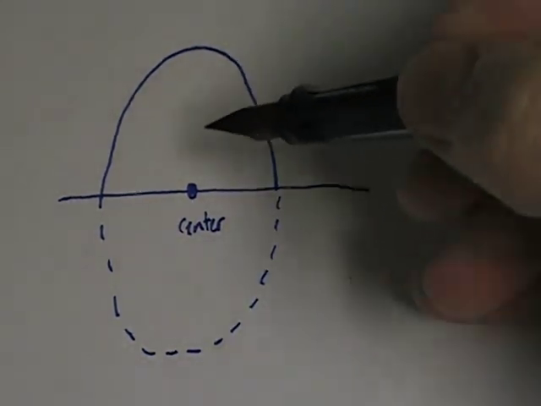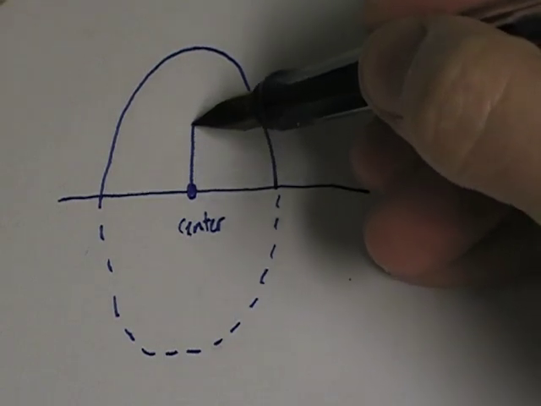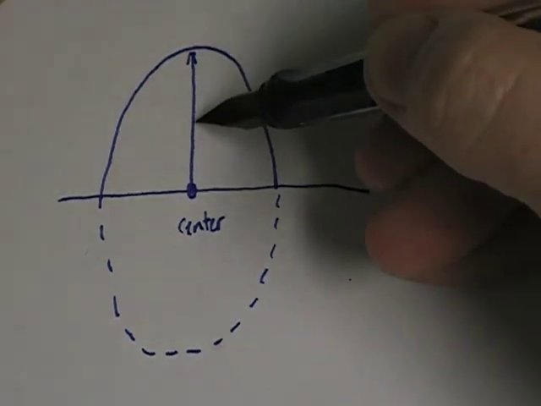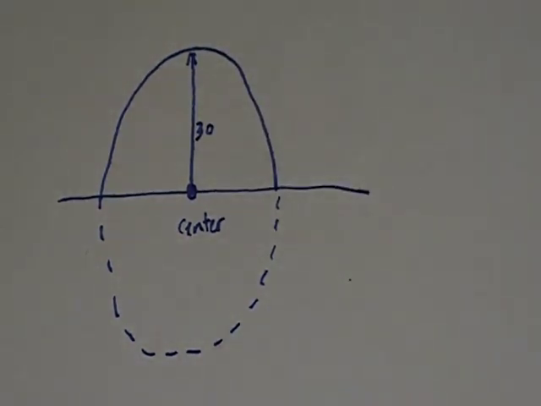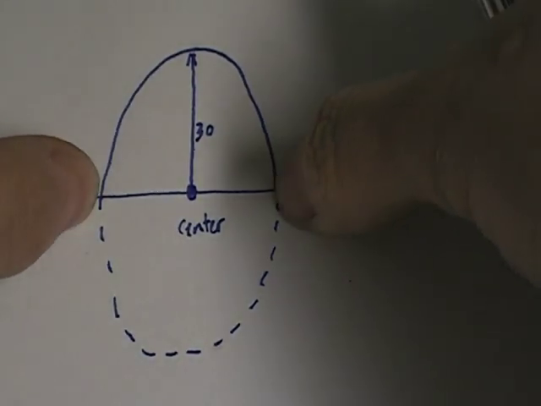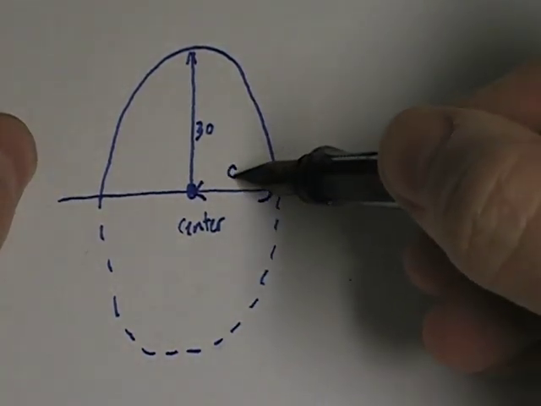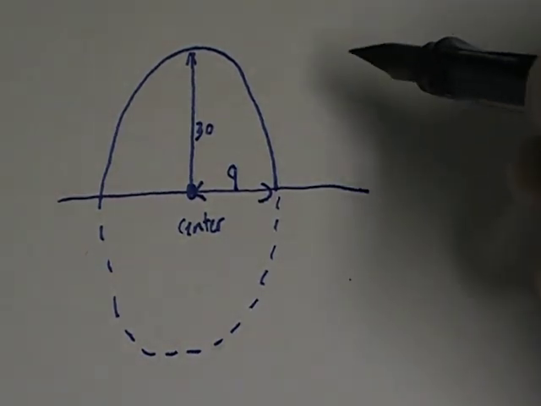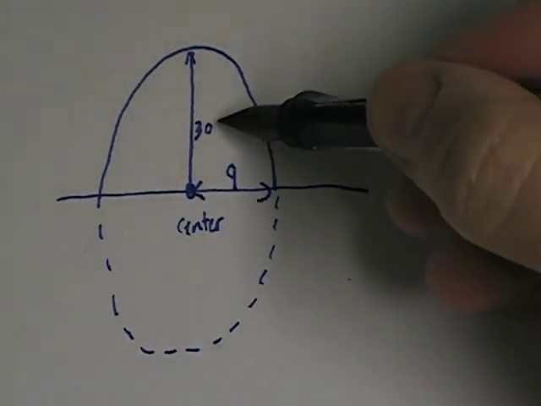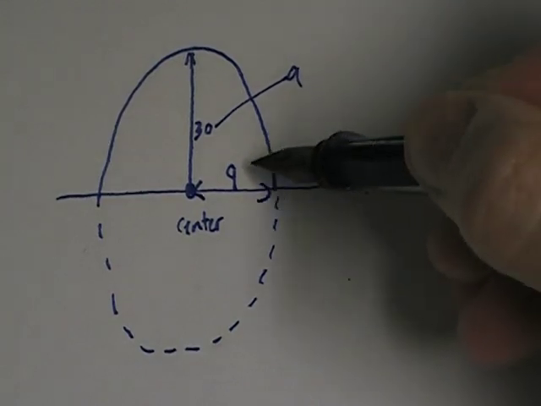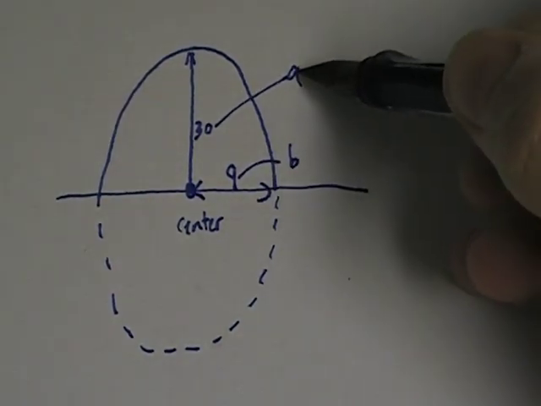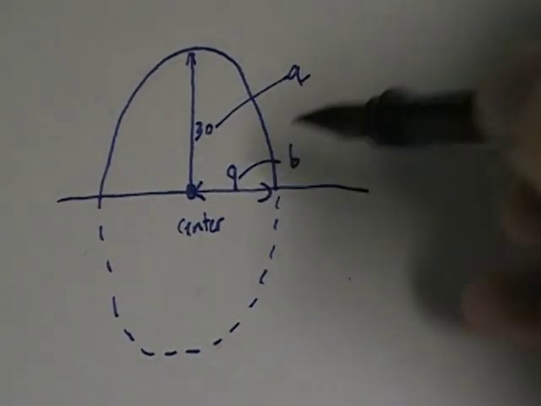Okay, here's the center. It says it has a height of 30 feet, and a width of, from here to here, 18 feet. But I'm not going to draw that. I'm going to go from here to here and call it 9 feet. And so now what you've just done is you've said this is A and this is B. Okay, this is A, this is B.